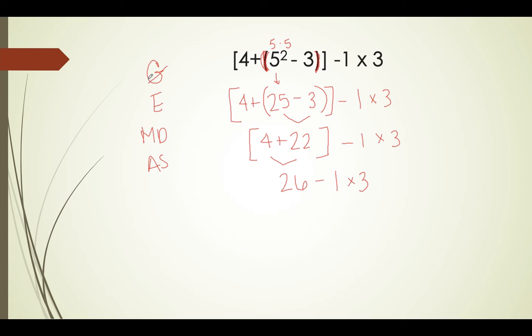So now I'm done with my grouping symbols. We have no more exponents. So now I need to look for multiplication and division. Looking at this, I have 1 times 3 first, and 1 times 3 is just 3. So then I'm going to bring down my 26 minus, so the final problem I'm left with is 26 minus 3, which gives me a grand total of 23.